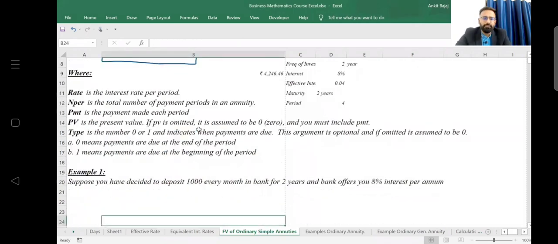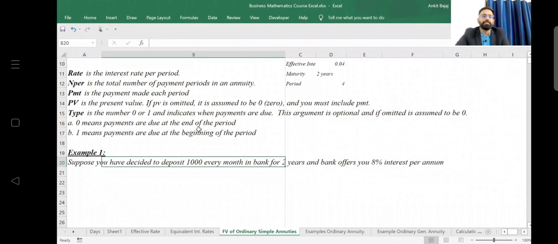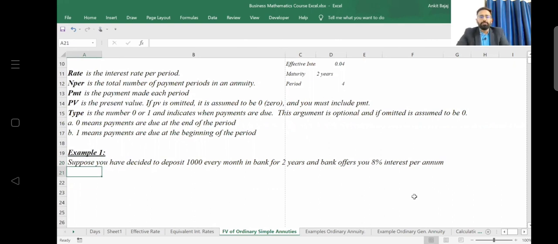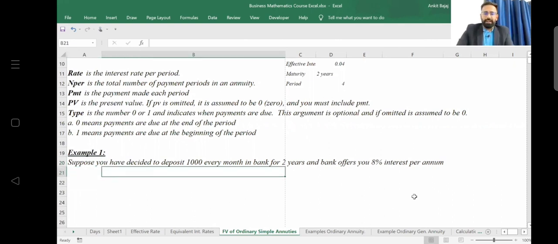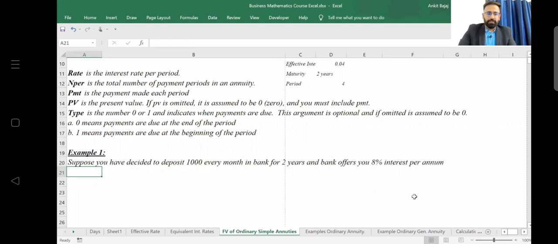Again, we will repeat it so you will be able to understand. Here, an example is given. Suppose you are to deposit 1,000 every month in a bank for 2 years. Here you will be investing 1,000 every month, and the bank offers you 8% interest per annum. So how much will you be investing here? Here I will write down the values.